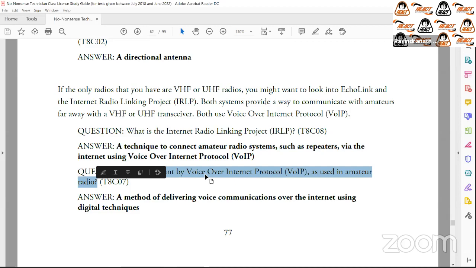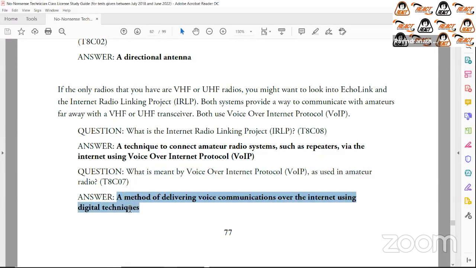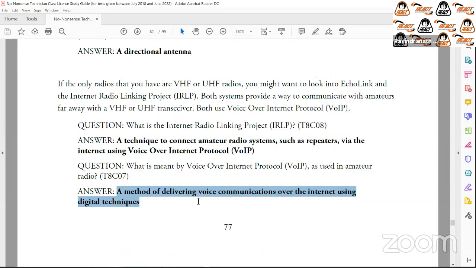But what is VoIP? What is Voice over Internet Protocol as used in amateur radio? It's a method of delivering voice communications over the internet using digital techniques. The internet is so important today, it's so much used. So even though amateur radio operators use RF for radio frequency to communicate, we also use the internet because it's available and fairly reliable, or it could be fairly reliable.